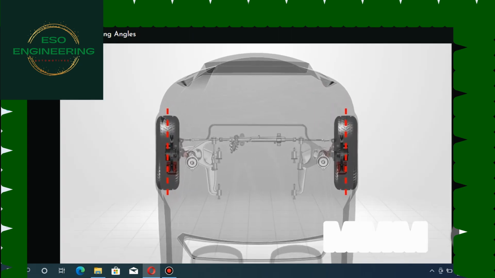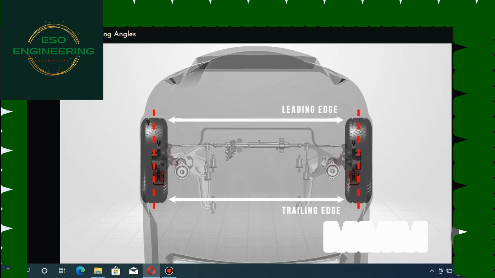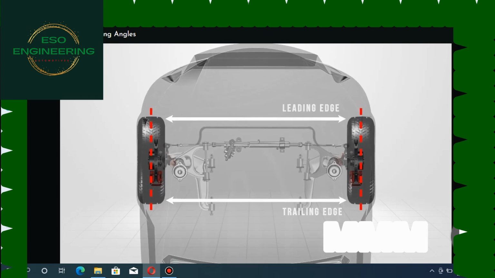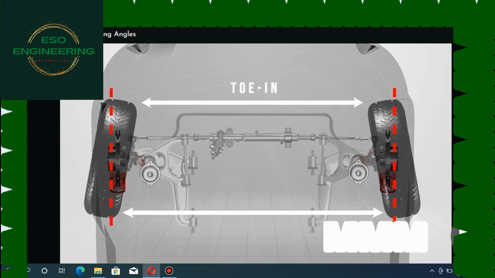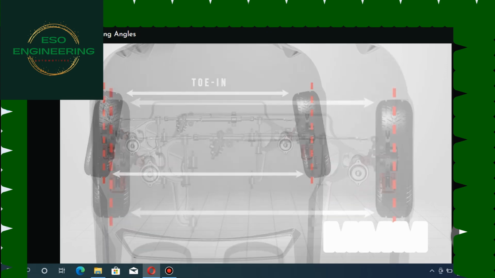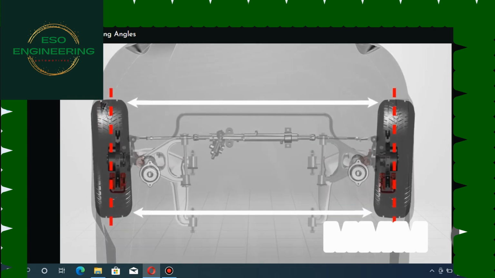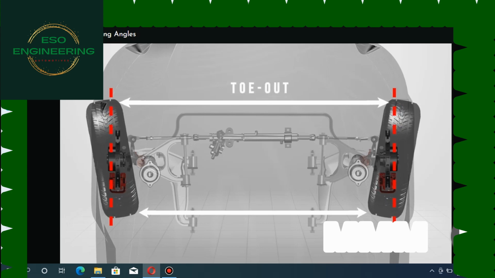Toe is the difference measured between the leading and trailing edge of both tyres on a common axle. If the distance measured at the leading edge is less than the trailing edge measurement, the toe is said to be in. If the distance is greater at the leading edge, then the toe is said to be out.